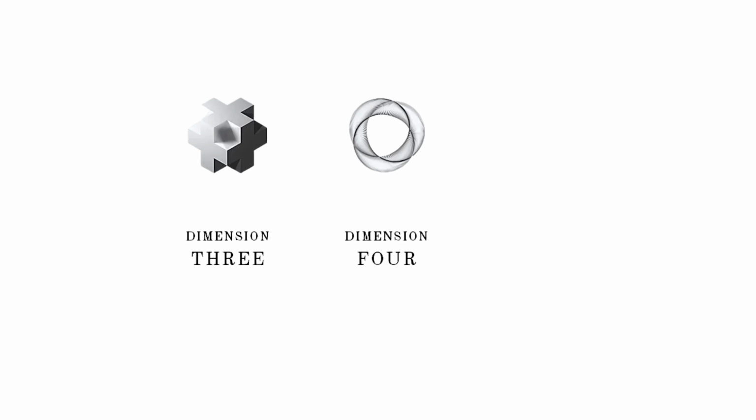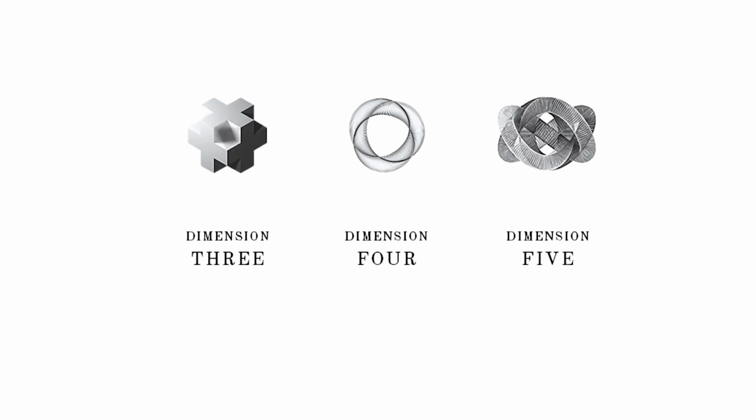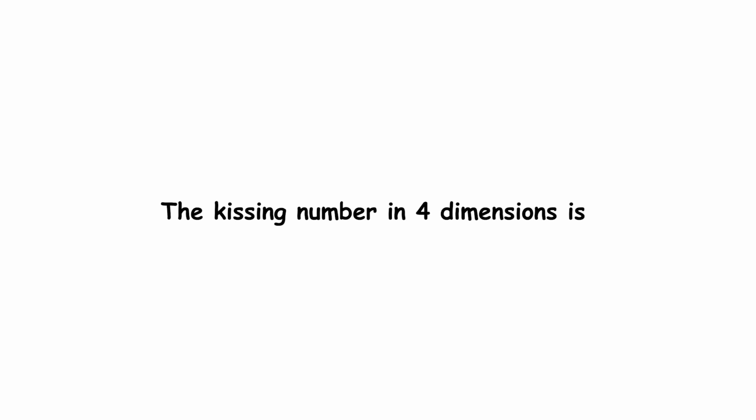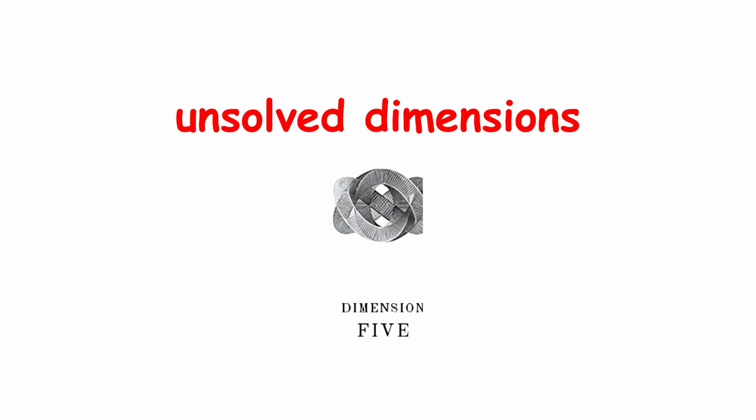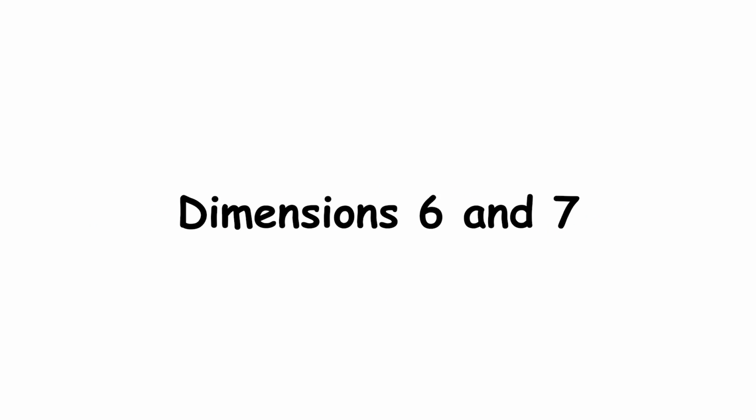After three dimensions, we can keep going into higher dimensions. The kissing number in four dimensions is 24. However, the unsolved dimensions begin with dimension 5. A lower bound of 40 and an upper bound of 44 are known, but no exact solution is apparent. Dimensions 6 and 7 are also unsolved, but dimension 8 has a solution of 240.